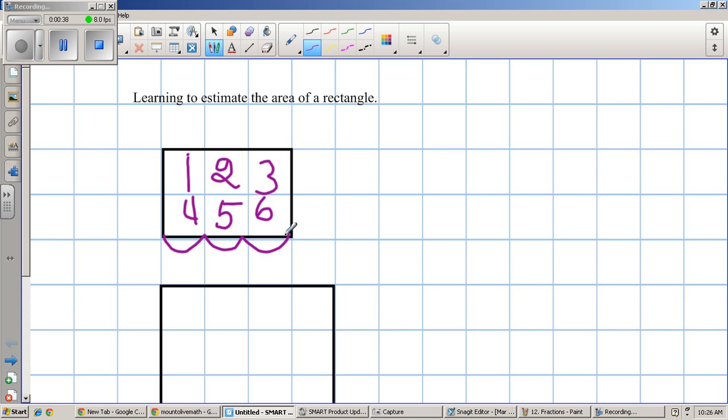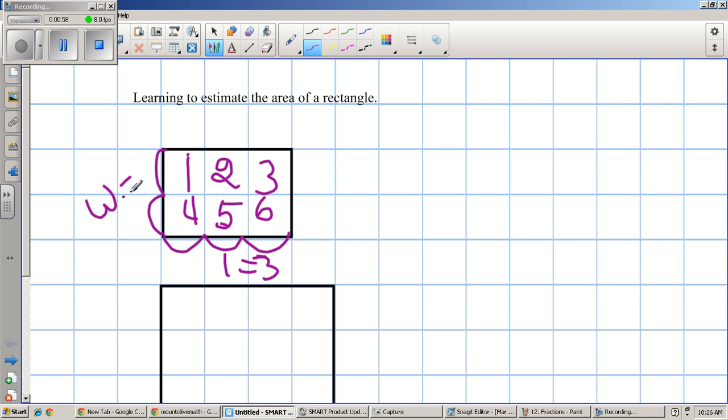The other way to do it, like Ms. Slattery is doing right now, is to count the number of squares that are along the length of the rectangle and the number of squares that are along the width of the rectangle. So for the length, we got a total of 3. Right. And for the width, we got a total of 2.